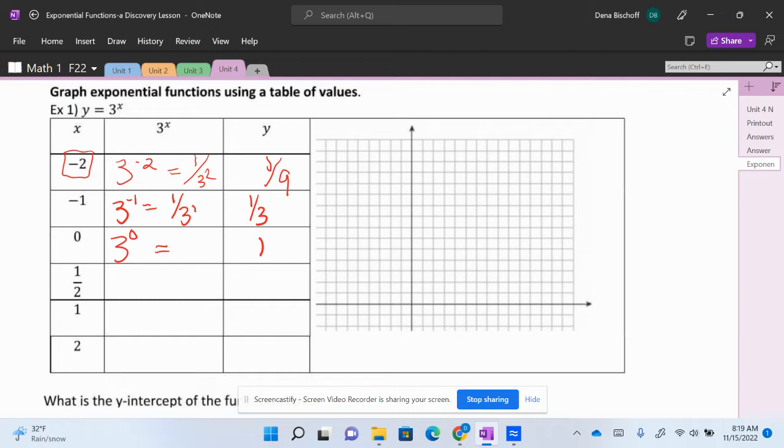3 to the 1/2. This is a really cool one. This is called a rational exponent. 3 to the 1/2 is the same thing as the square root of 3. So when you take something to the 1/2 power, that means take the square root of it. So the square root of 3, I already did in the calculator, is about 1.7.